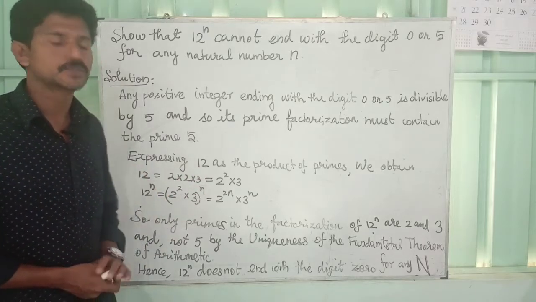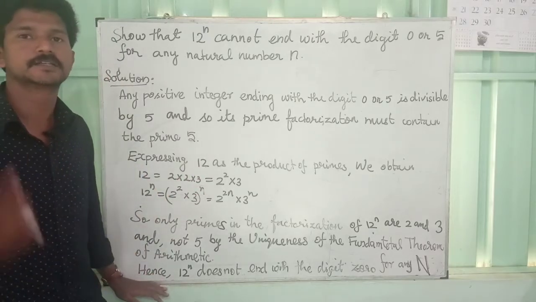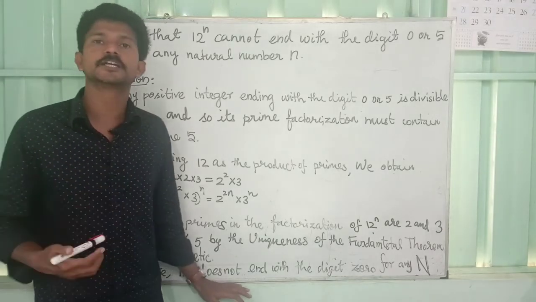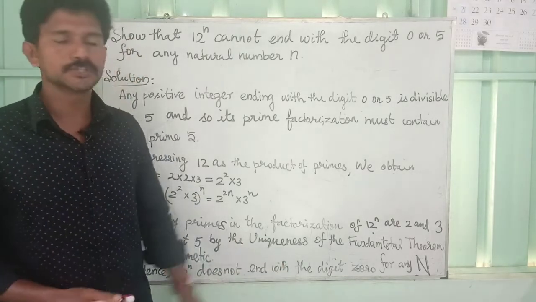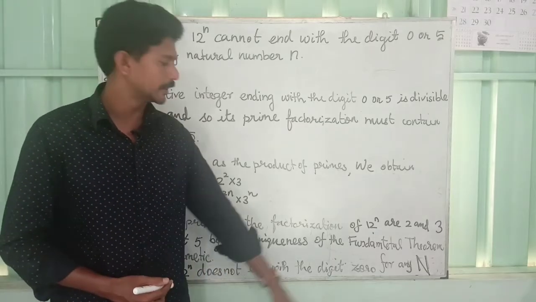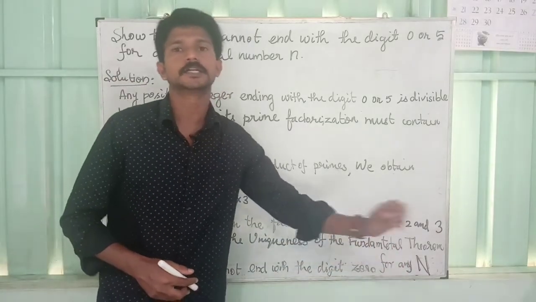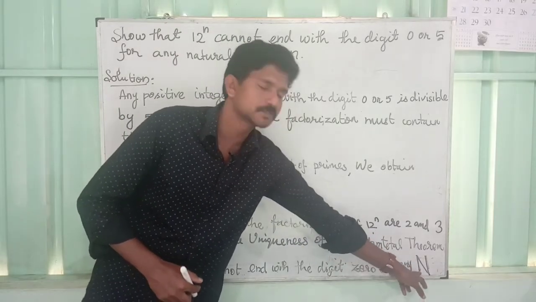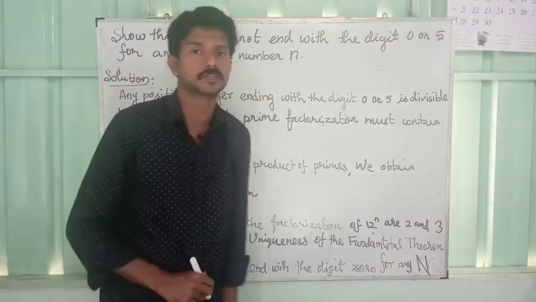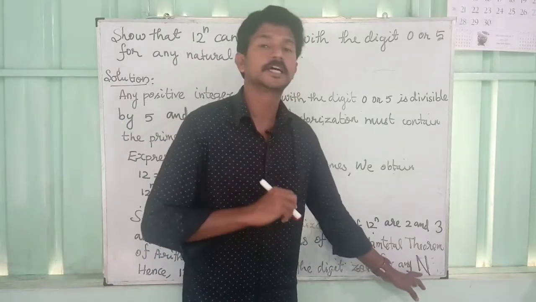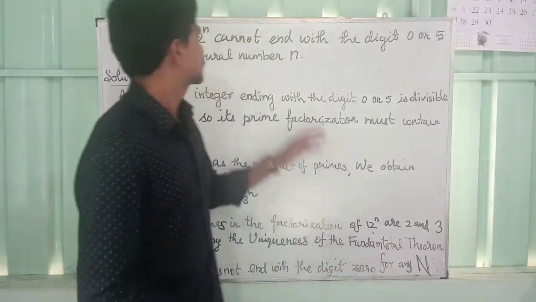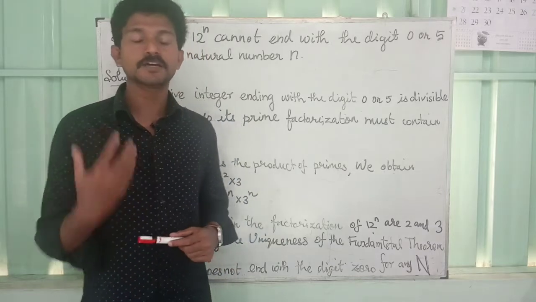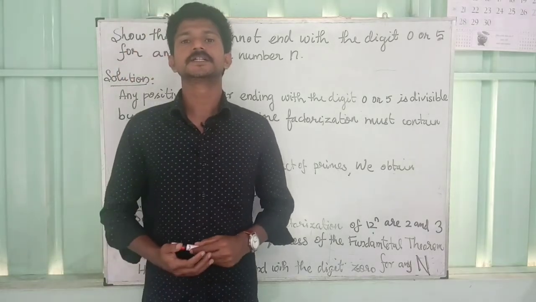Okay, so by the uniqueness of the fundamental theorem of arithmetic, there is no factor 5 in it. Hence we can say that 12 raised to the power n does not end with the digit 0 for any natural number n. Here n stands for a natural number; you have to write natural number, as it is said in the question. Okay, so hope you understood. If you have any doubts, please contact me.